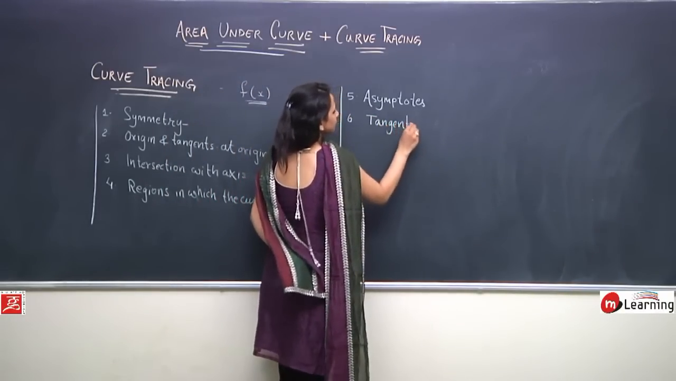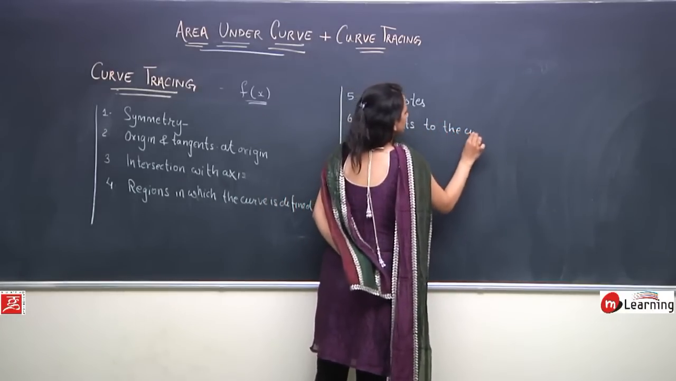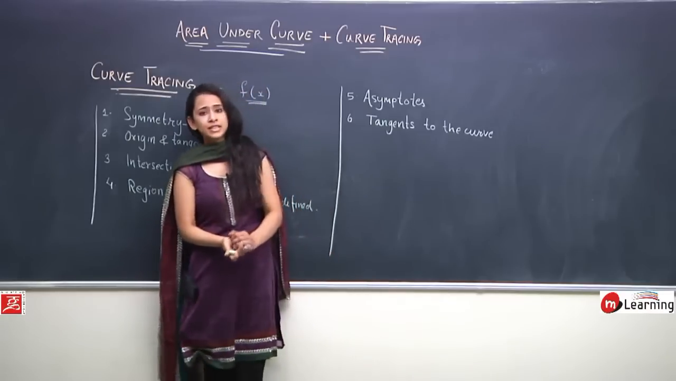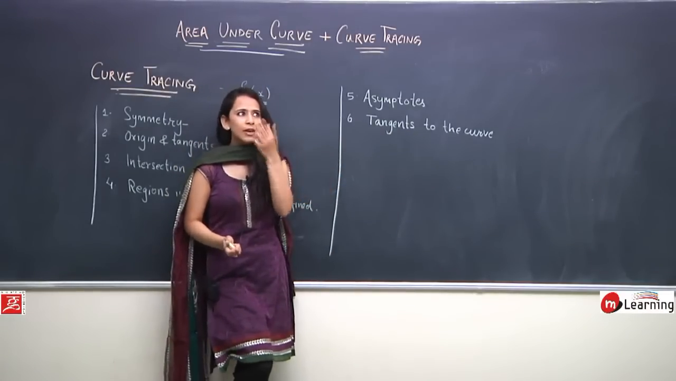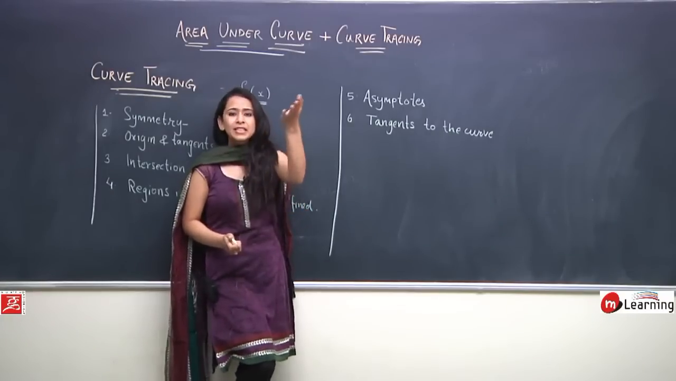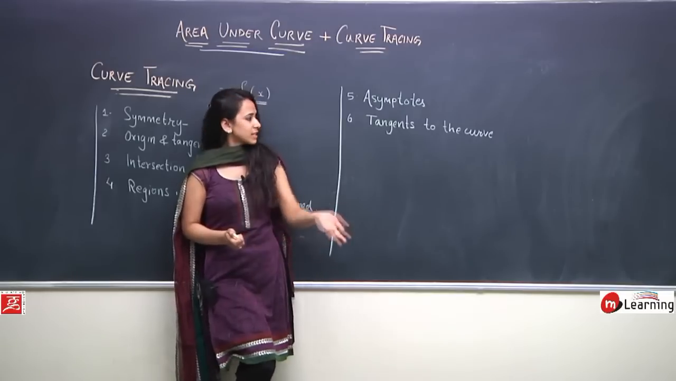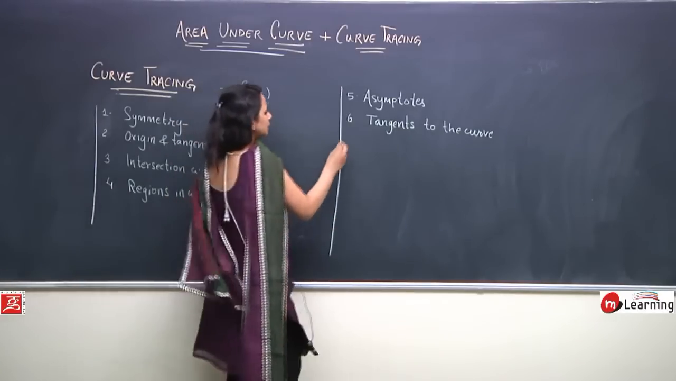Sixth, we can find tangents to the curve. What I'll suggest here is, it is not necessary कि हम सारी tangents find out करें curve की. Try to find out the very important tangents to the curve. For example, कौन से point पे tangents parallel to x axis है, कौन से time पे tangent parallel to y axis है. So these would be really helpful in finding the nature of the curve.